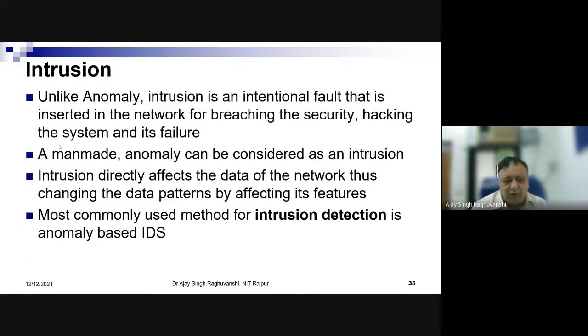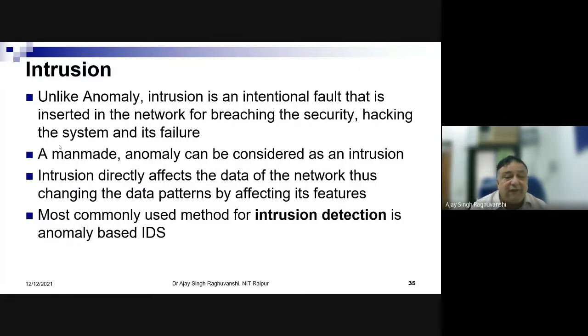So now I'm going to give one example of how we can find intrusion using anomalies. So what is intrusion? Intrusion is when somebody intentionally does something wrong in the network. Anomaly can happen naturally; it may not be intrusive alone. But since the characteristics of anomaly and intrusion are more or less the same, a man-made anomaly can be considered as intrusion. Anomaly which is made by men can be considered as intrusion.